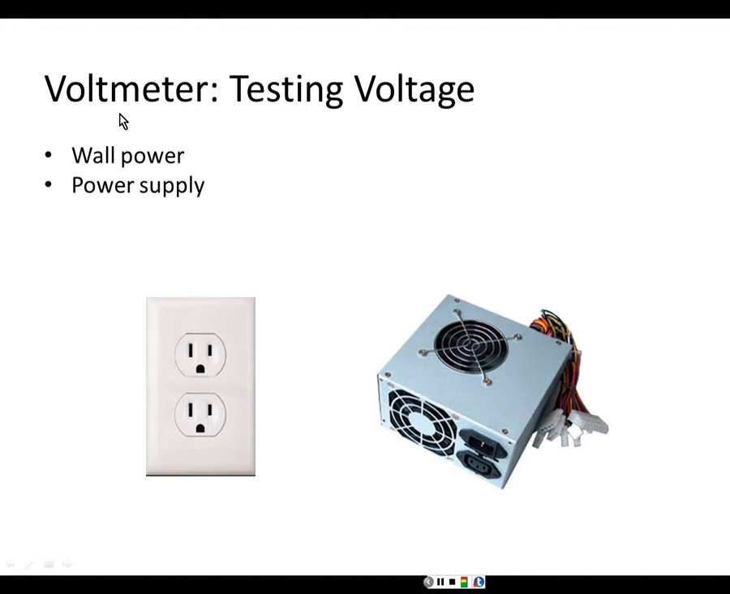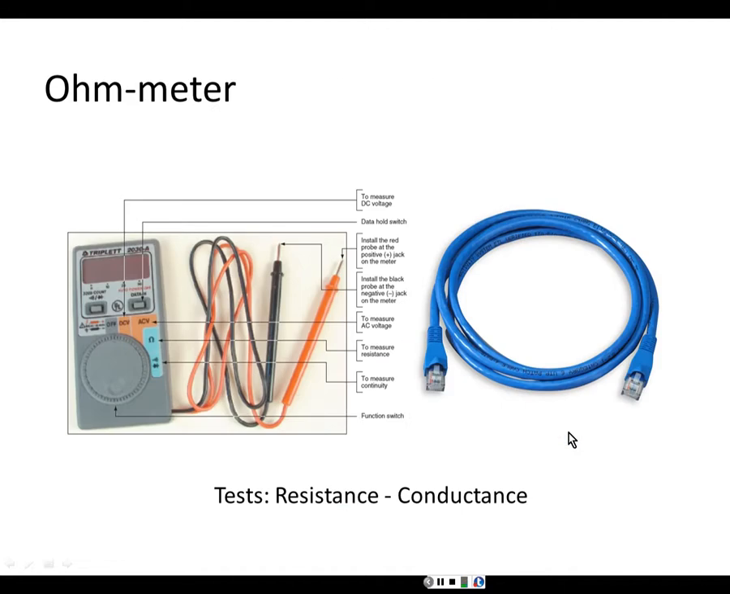A voltmeter allows us to test the power coming out of the socket in the wall, and it can also be used to test whether or not there is any power coming out of the power supply. Now let's discuss an ohm meter. An ohm meter tests resistance, or you could put it another way. You could say it tests conductance. Resistance indicates that there is no connection, and conductance indicates that there is a connection.